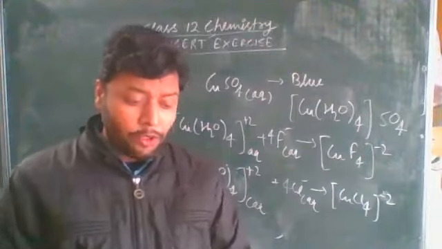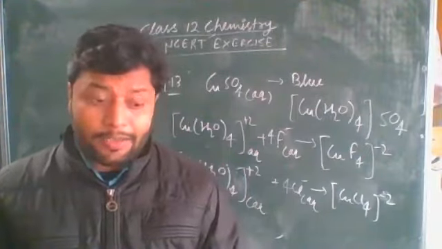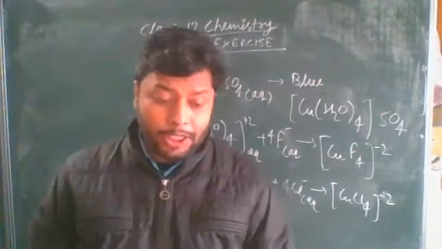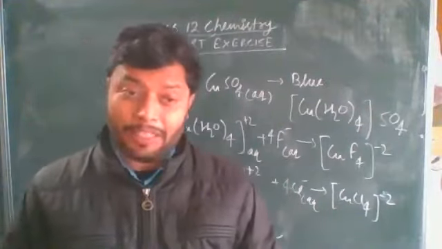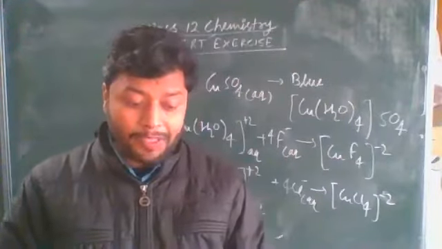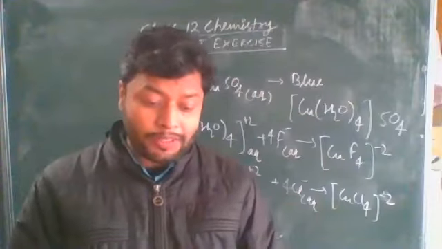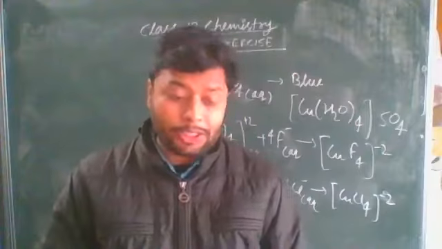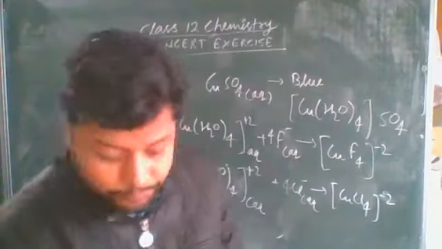The next question is: what is the coordination entity formed when excess of aqueous cyanide is added to an aqueous solution of copper sulfate? Why is it that no precipitate of copper sulfide is obtained when H2S is passed through this solution? Okay, so let's discuss question number 9.14.